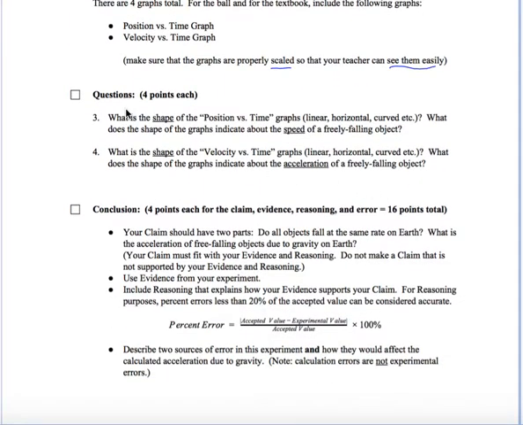Then you're answering these questions. What is the shape of the position versus time graph? Was it linear, horizontal, or was it curved in some way? And what does the shape of the graph indicate about the speed of a freely falling object? So the fact that it's whatever shape it is, what does that tell you about the speed? Then you also want to answer the question, what is the shape of the velocity versus time graph? Again, is the velocity versus time graph linear, horizontal, or curved? And what does that shape tell you about the acceleration of a freely falling object? This is really question 1 and question 2.